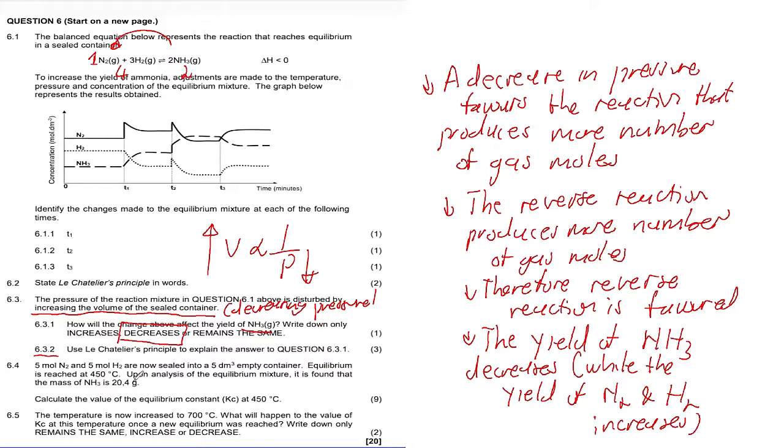So you note that. Okay, then let's get to 6.4. It says 5 mole of N2 and 5 mole of H2 are now sealed into a 5 dm³ empty container. Equilibrium is reached at 450 degrees Celsius. Upon analysis of the equilibrium mixture, it is found that the mass of NH3 is 20.4 grams. So we're at equilibrium. So calculate the equilibrium constant, Kc, at 450 degrees Celsius.